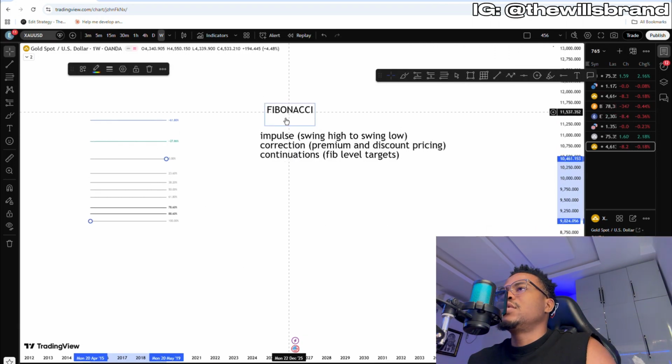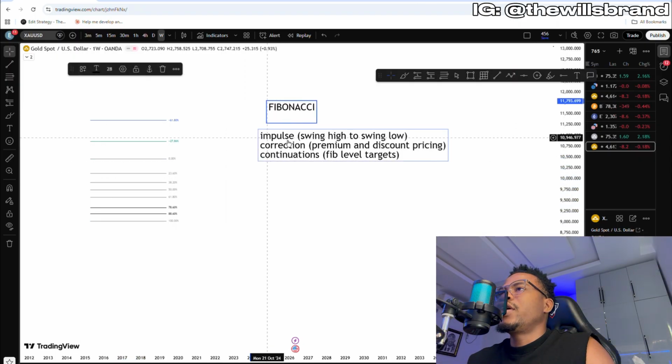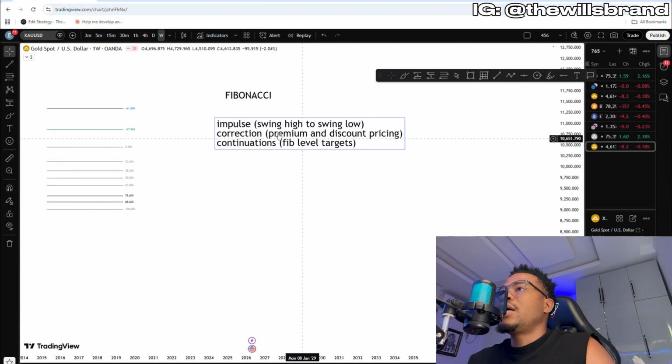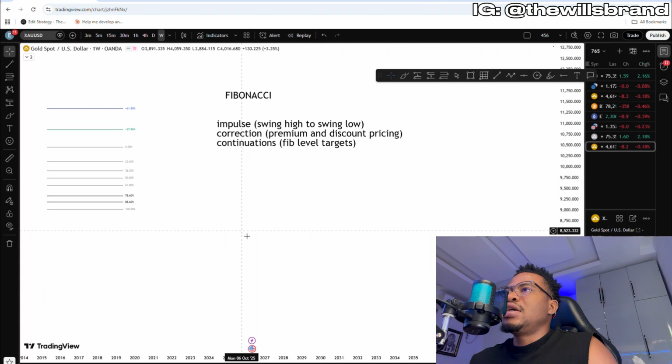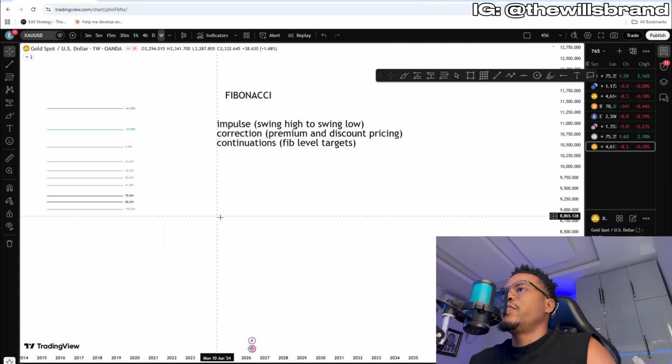Right now, we're going to start with the impulse, how we make use of Fibonacci. For the impulse, we will have swing high and swing low. I'm just going to put swing structure, because we can mark it either way, and it depends on the trend. If it's an uptrend, we mark from the swing low to the swing high. If we're marking a downtrend, we mark from the swing high to the swing low. Right now, we're going to start with an uptrend.